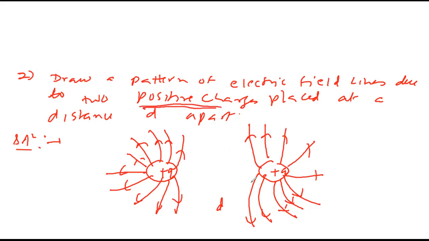Sakshi? Hello, Sakshi? Yeah, sir. Two positive charges are given. We want to draw the pattern of electric field. Electric field lines are outward for a positive charge. Both are positive. They will not intersect. So this way I have drawn 10 on one, 10 on the other. They are separated by distance d. Everybody has followed this pattern? Okay, sir. Please draw.